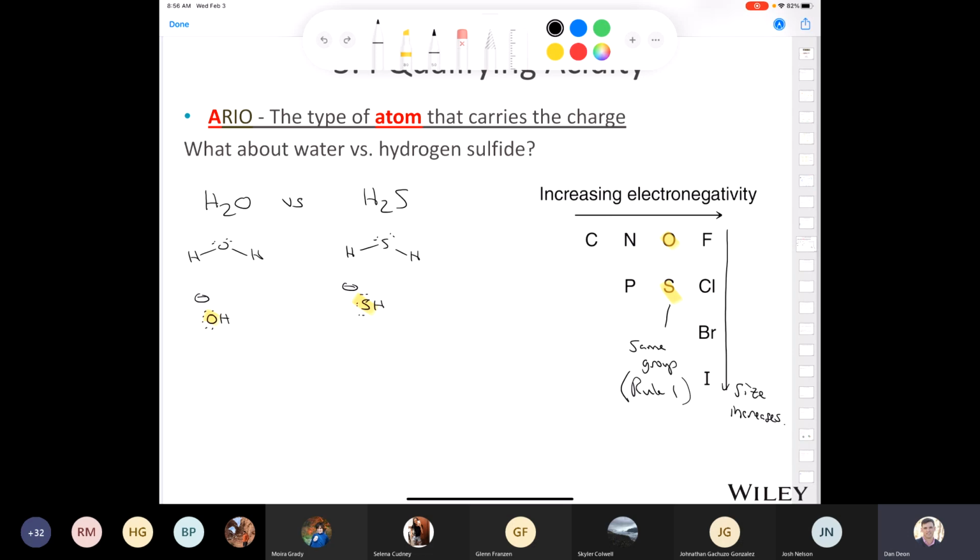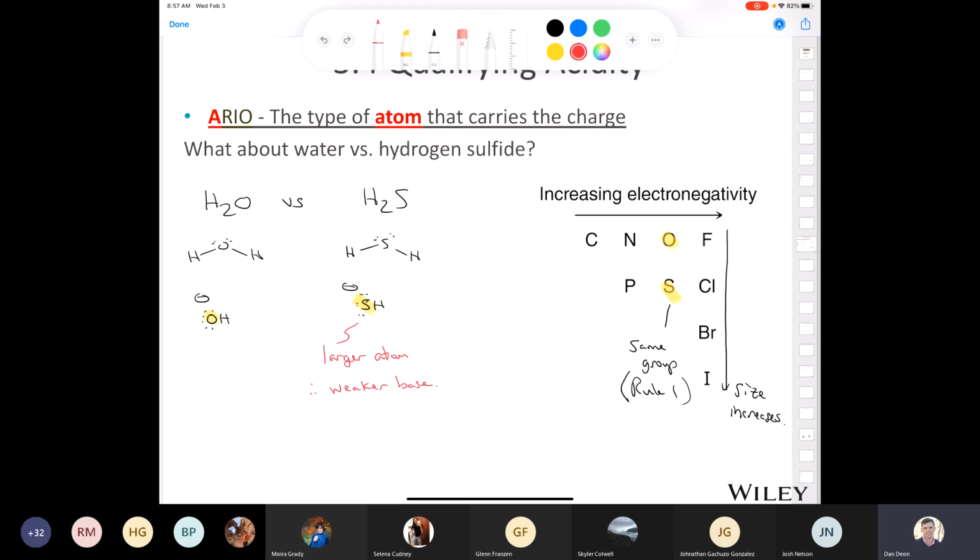So we'll put here, larger atom. So sulfur is a larger atom than oxygen. Larger atom, therefore, weaker base. Okay, so this is going to be the weaker base. This is a smaller atom, and so it's going to be a stronger base.